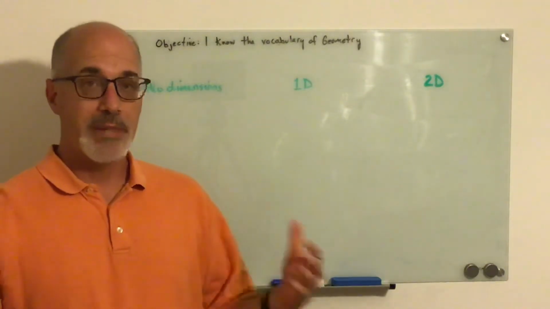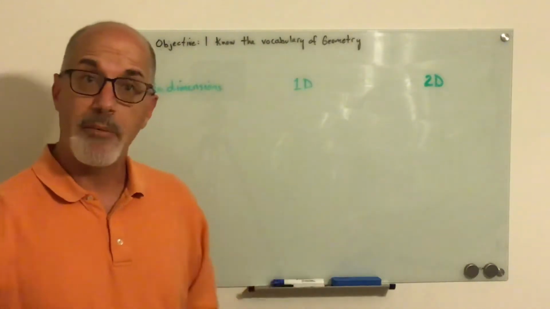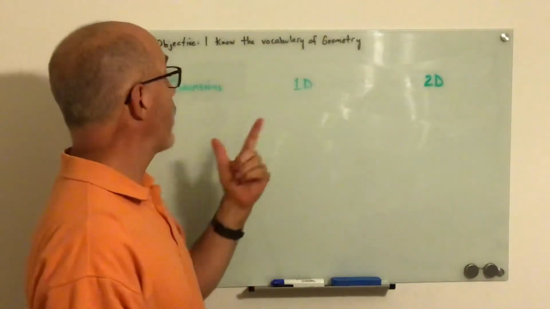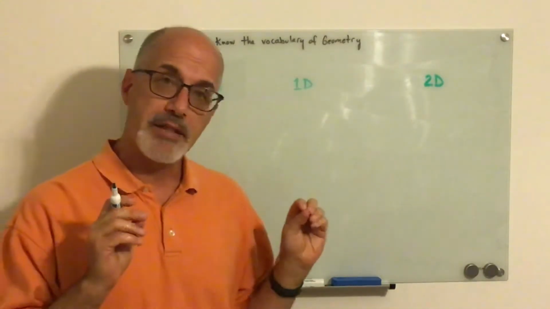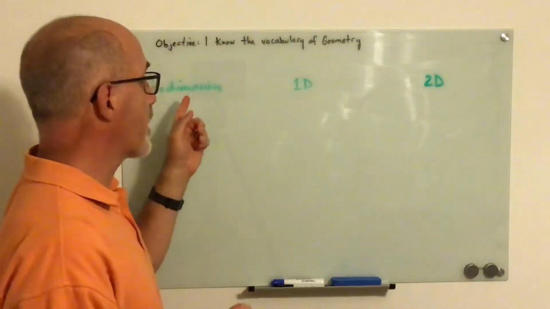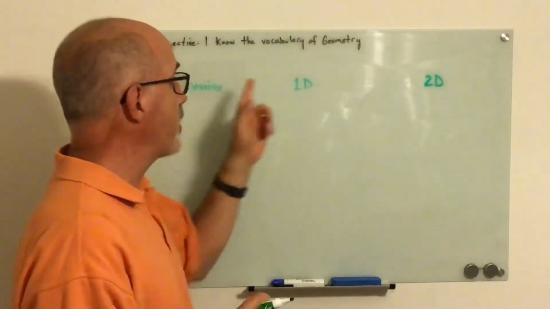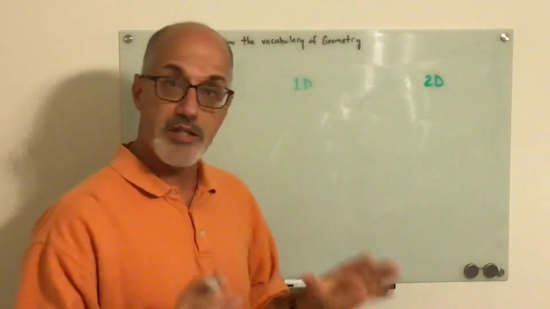We are right here at the beginning of geometry and we have to establish some vocabulary. So our objective is: I will know the vocabulary of geometry, and we're going to talk about the basics. Here we want to talk about figures in no dimensions, 1 dimension, and 2 dimensions to start us off.